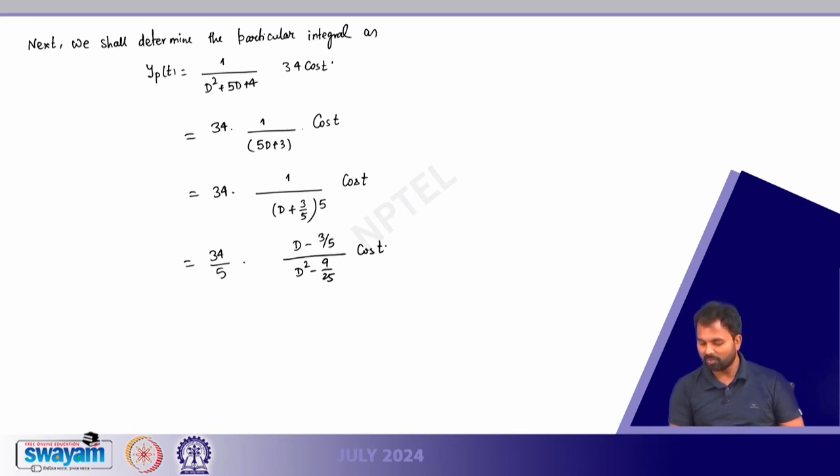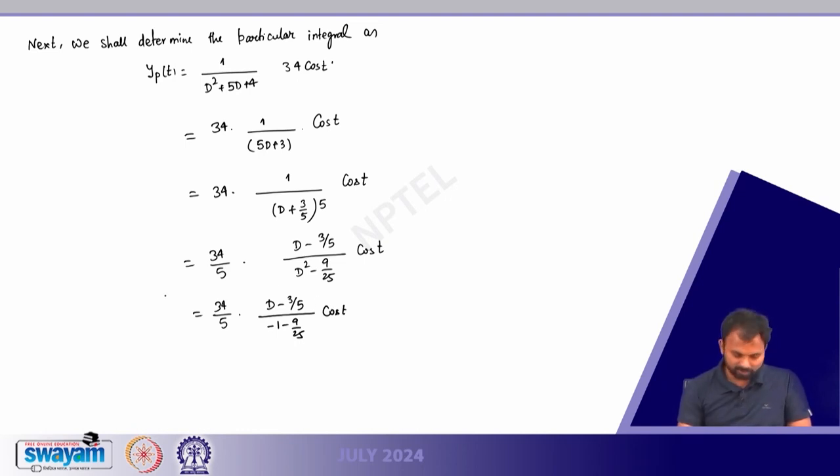So, now here you can substitute D square equals to minus a square again, and then it will become minus 1, and 34 by 5 into D minus 3 by 5. This will become minus 1 minus 9 by 25, and then cos t, then this D will operate here, then minus 3 by 5 and so on. So, if you do all this calculation, something will also cancel out, this will come out as a very nice expression, 3 cos t I believe plus 5 sin t, something like this will come out.